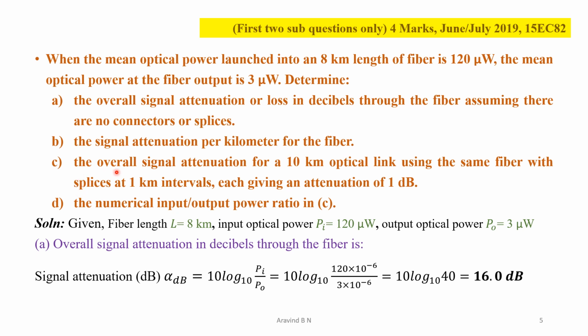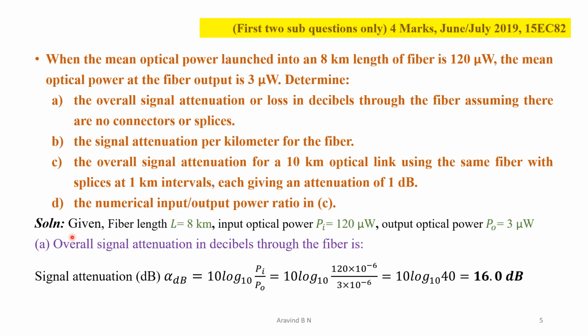Third, the overall signal attenuation for a 10 kilometer optical link using the same fiber with splices at 1 kilometer intervals, each giving an attenuation of 1 dB. Fourth, the numerical input to output power ratio in C.